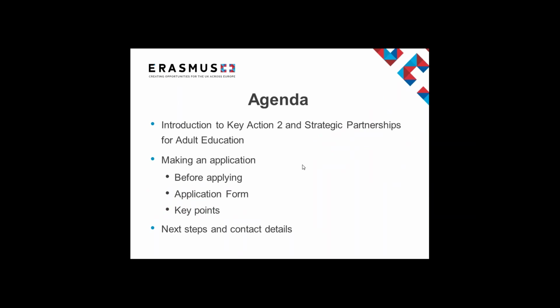So now, just to give you an overview of what we will be covering today, I'll start by giving you a quick introduction to Key Action 2 and what funding is available. The main focus of the session will be the application form. We'll first talk you through what you need to do beforehand, then we will go through the application form together, filling out certain parts, showing you how to use the distance calculator and how to validate the form. Then we will round up the key points. And then finally, we'll mention the next steps and how to contact us for support in the run-up to the deadline.